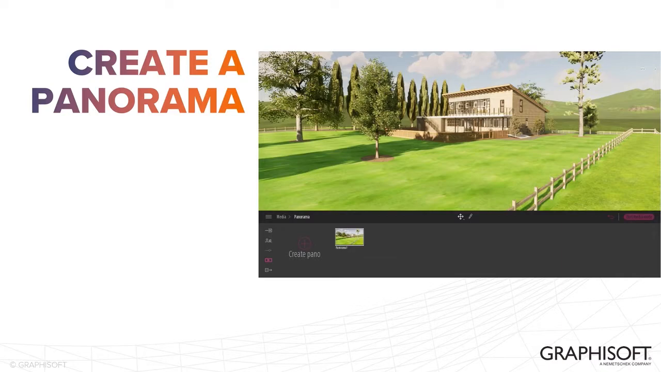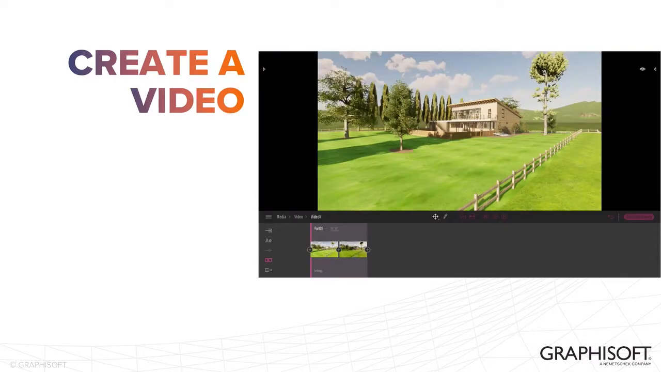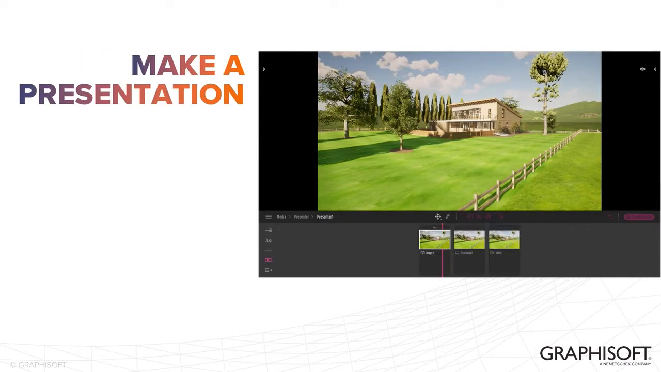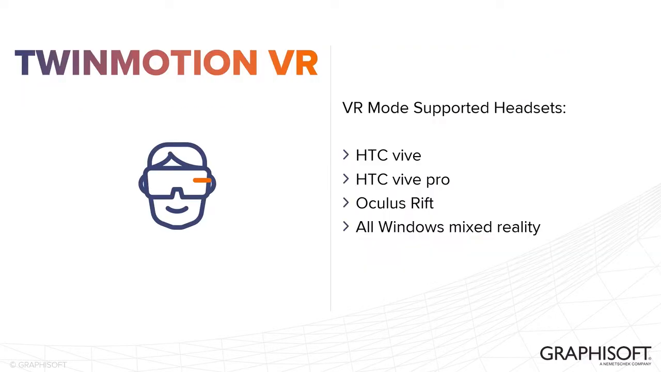You can create a panorama if you want to export a 360 view to look at, or you can create a video and it automatically does transitions for you from one frame to the other, or one view to the other, for fly-throughs. And you can then add in presentation mode all of these saved images and panoramas or videos.